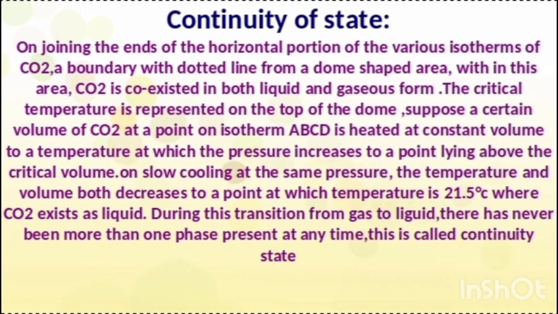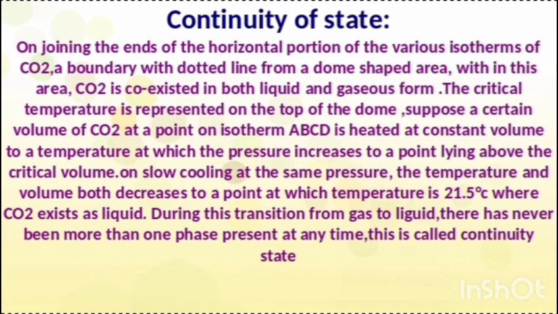Continuity of state. On joining the ends of the horizontal portions of the various isotherms of CO2, a boundary with the dotted line forms a dome-shaped area. Within this area, CO2 coexists in both liquid and gaseous form. The critical temperature is represented at the top of the dome.